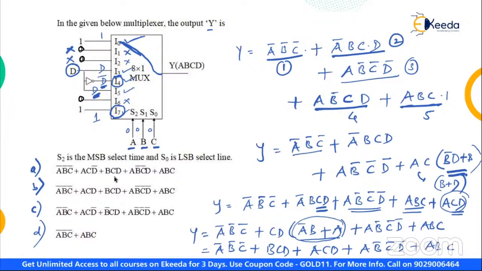And if you observe carefully, you have to keep your eyes open for any other option which is matching with this. In this case, it is matching with option B, if I'm not wrong, please correct me. According to me, this is matching with option B. Is this matching with option B, guys? Please let me know.